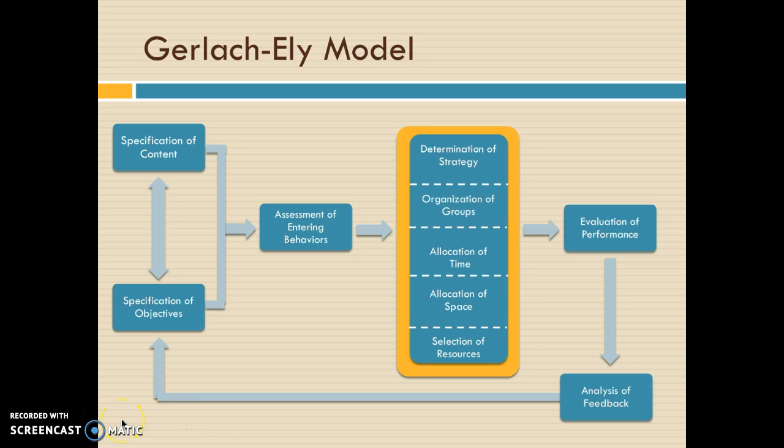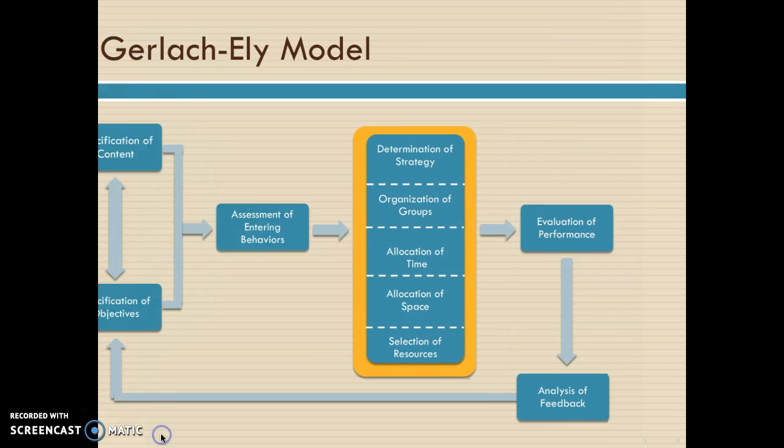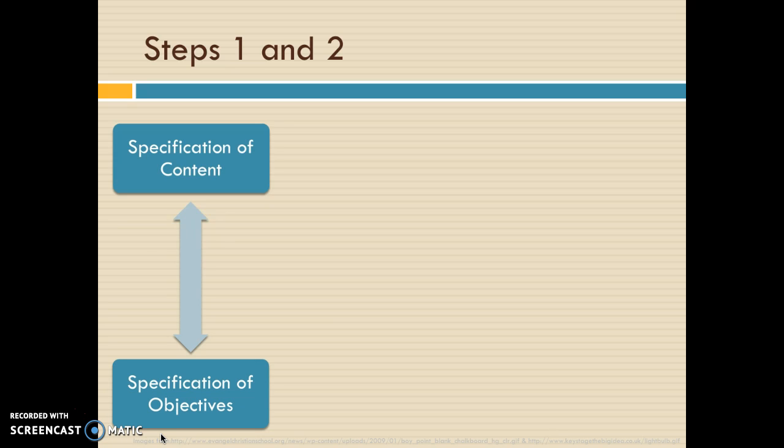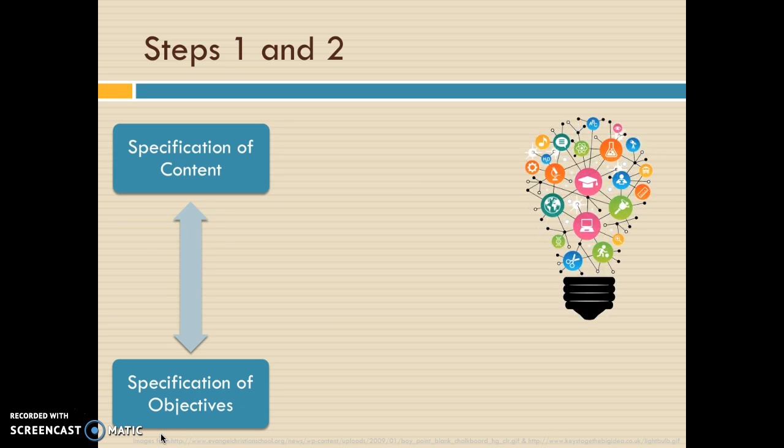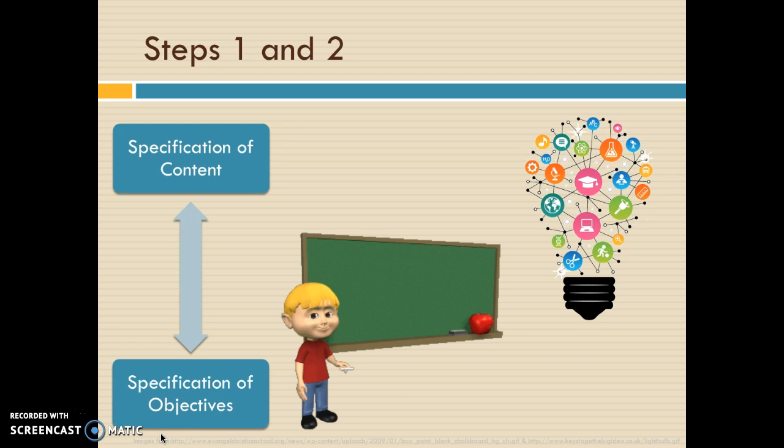Instruction using this model is generally designed and implemented by one individual who has not been required to be traditionally trained in instructional design. It is also well known that Gerlach and Eli denote that content is the key factor in their model creation. The model begins with specifying the content and objectives. Step 1 and 2 can happen in any order, though Gerlach and Eli are clear they would rather teachers identify the lesson's objectives first.